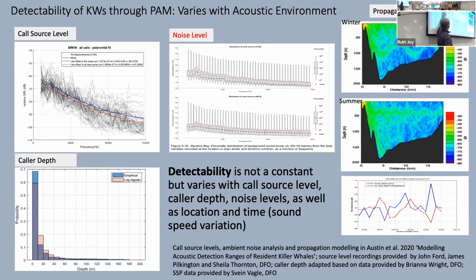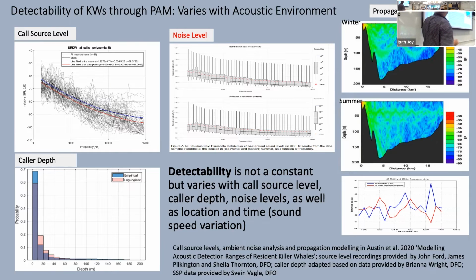So these are calls, and the levels change over frequency. You can see that the polynomial graph shows it quite well. It's good enough for the model, let's put it that way. But the variation also becomes bigger at higher frequencies, which tells you again that potentially they're using the higher frequencies very specifically for a specific purpose.